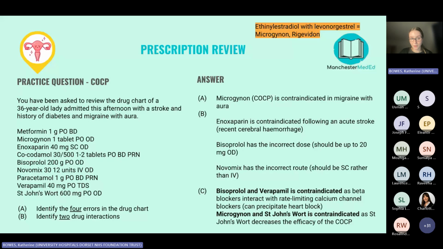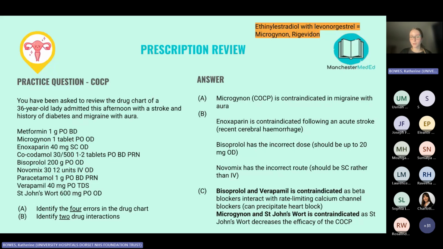In terms of bisoprolol, that's not the correct dose. So 200 grams of bisoprolol is very high. So that's an error there, which hopefully you would have picked up on. And then Novamix, so the insulin is the incorrect route. So it should be subcutaneous rather than IV. So hopefully that makes sense.